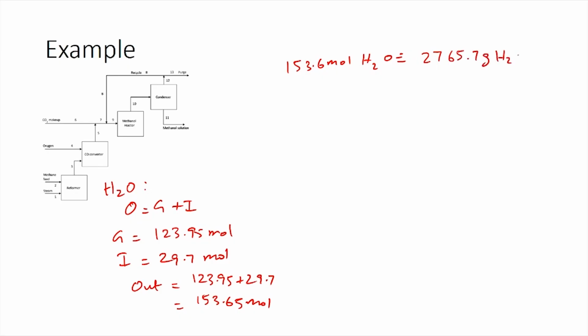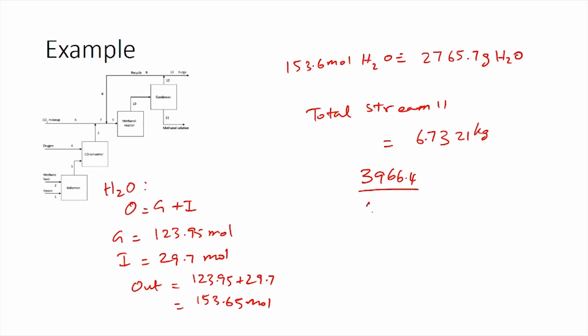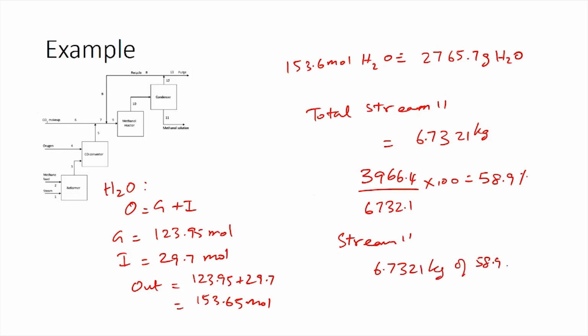So, 153.65 moles of water is equivalent to 2765.7 grams of water. So, the total stream 11 mass would be 6.7321 kilograms. Mass percentage of methanol would be 3966.4 divided by 6732.1 times 100, giving you a value of 58.9%. So, stream 11 is basically 6.7321 kilograms of 58.9% methanol solution.